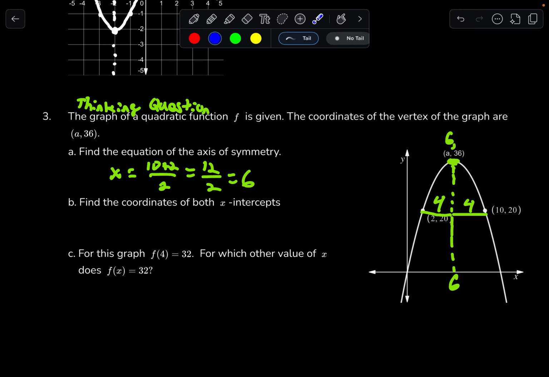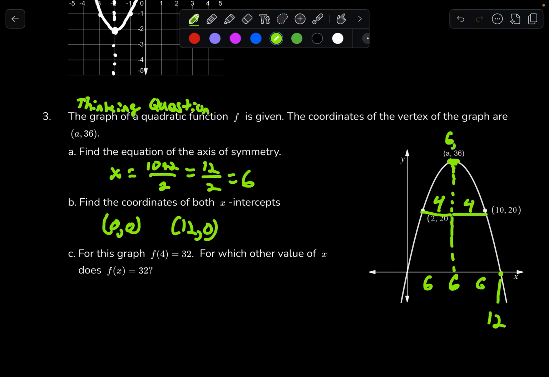So it says find the coordinates of both x-intercepts, here and here. Well, one we see, it's at 0, 0. So we know the coordinates of one x-intercept is 0, 0. We know that this is 6 units to the left, so there's a sister point 6 units to the right. So 6 plus 6 is 12. So this point right there is 12 units to the right. So it's 12, 0. That's symmetry.